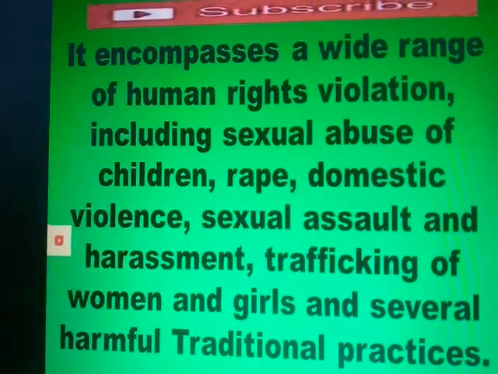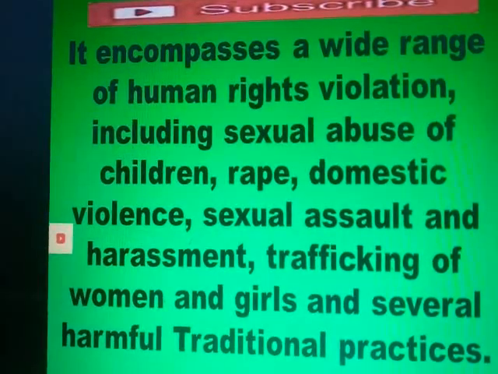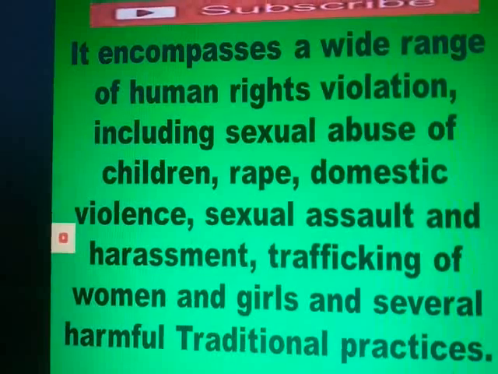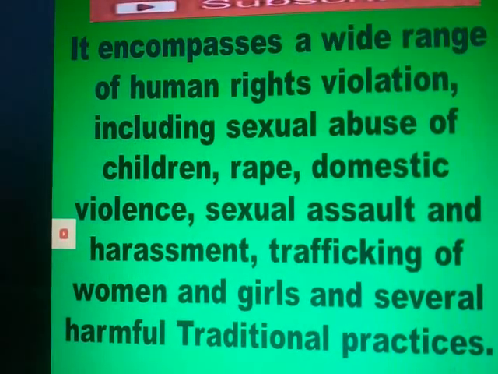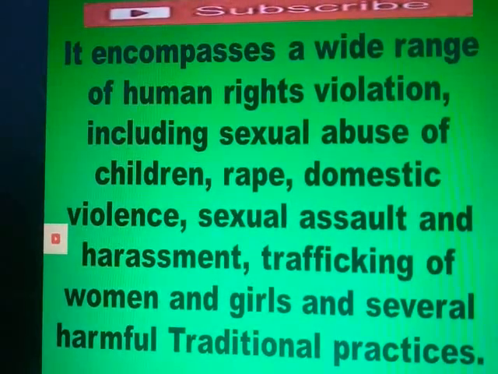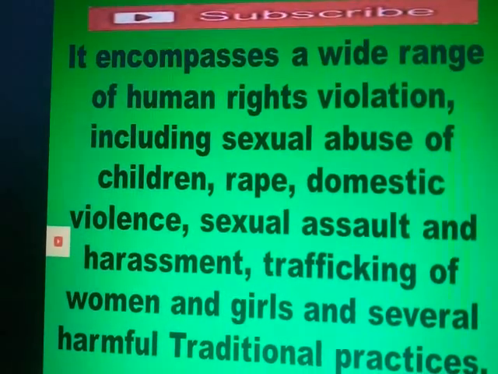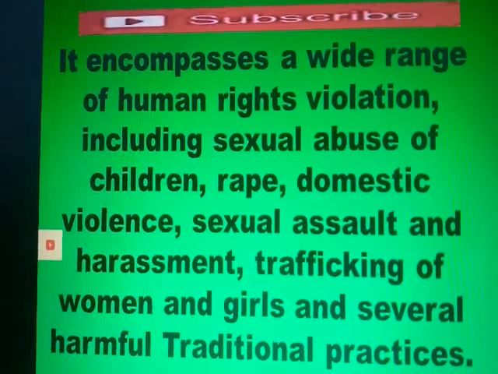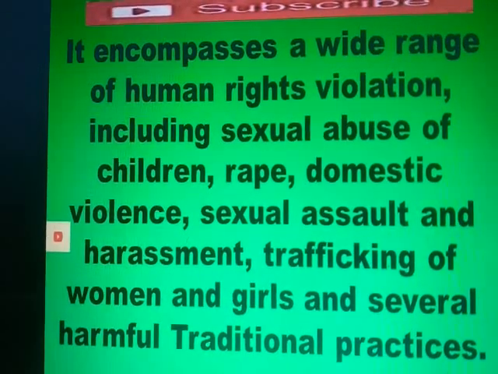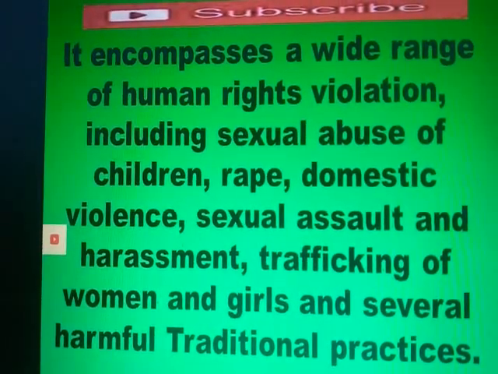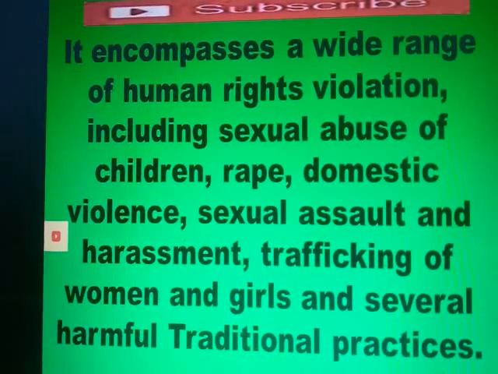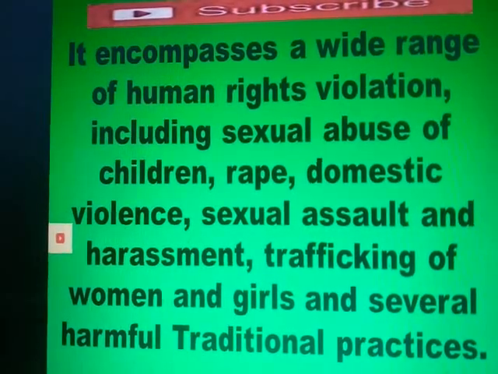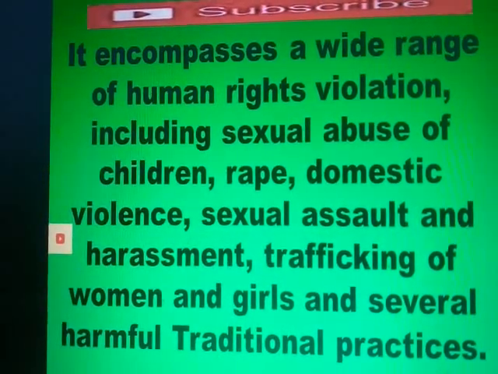We should avoid following these negative practices. We should protect women and girls. The elected representatives of the society should chalk out laws about the protection of women.